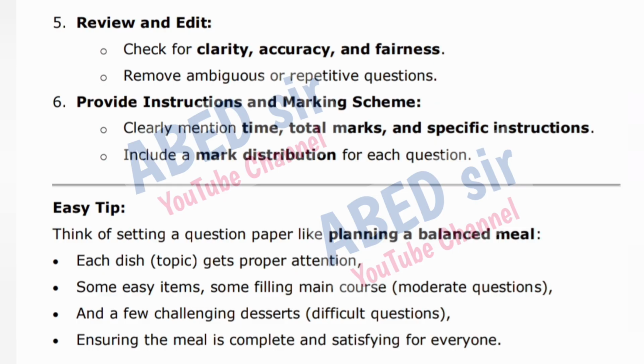Easy tip. Think of setting a question paper like planning a balanced meal. Each dish, topic, gets proper attention. Some easy items, some filling main course, moderate questions. And a few challenging desserts, difficult questions. Ensuring the meal is complete and satisfying for everyone.